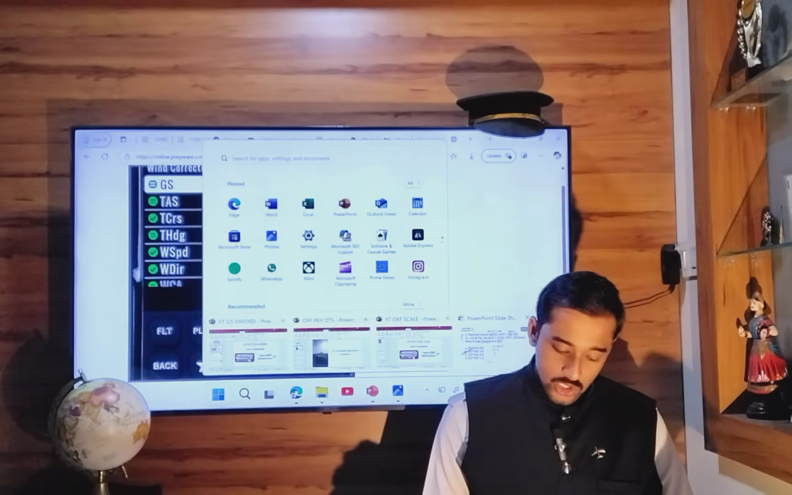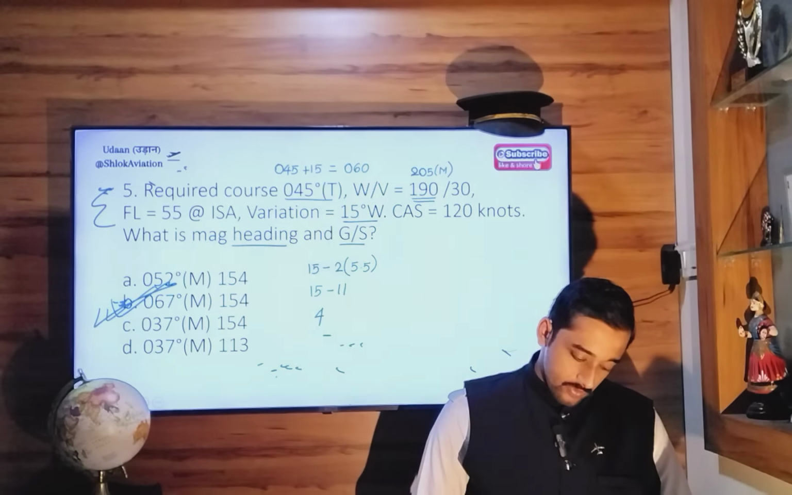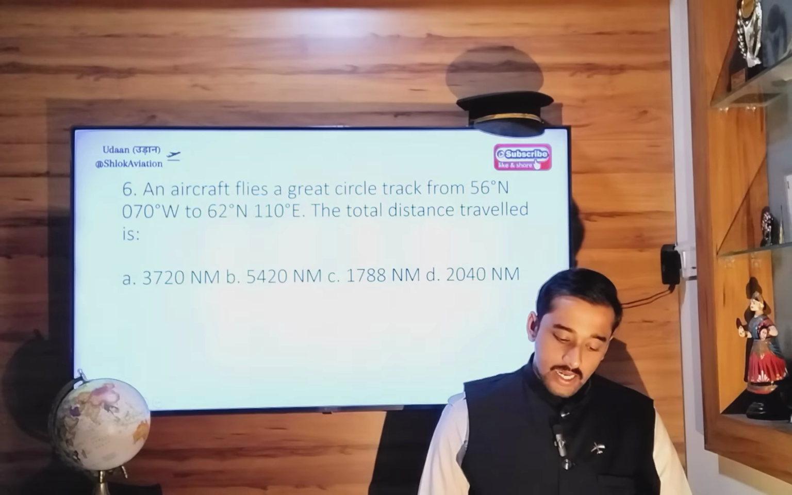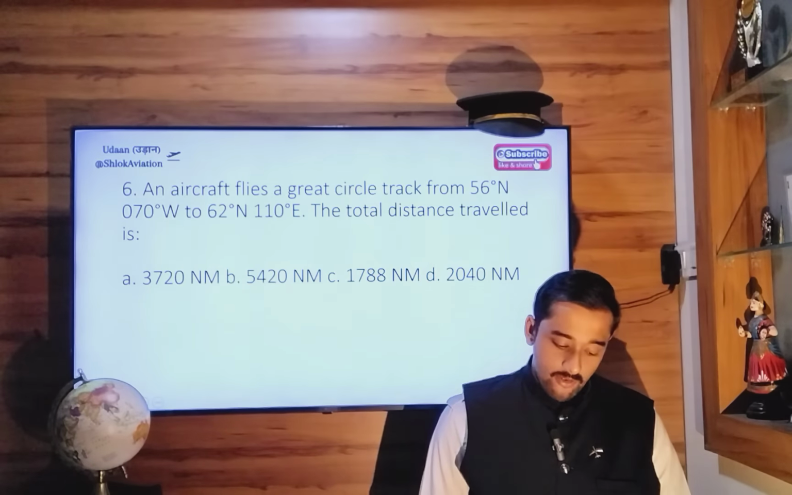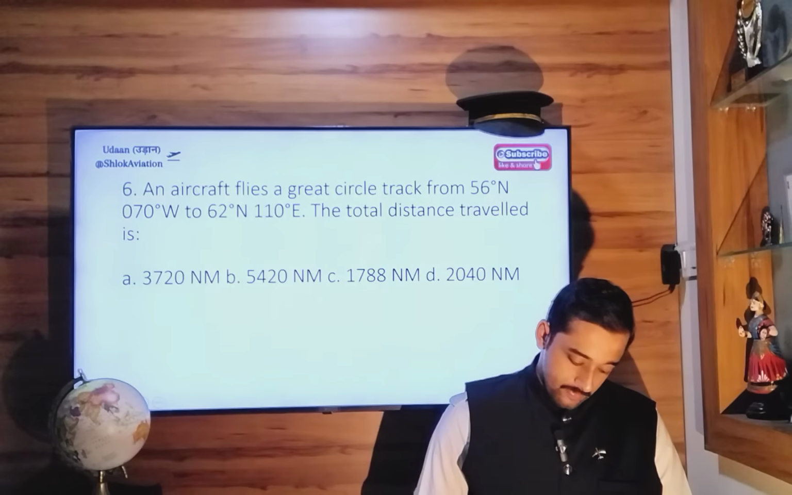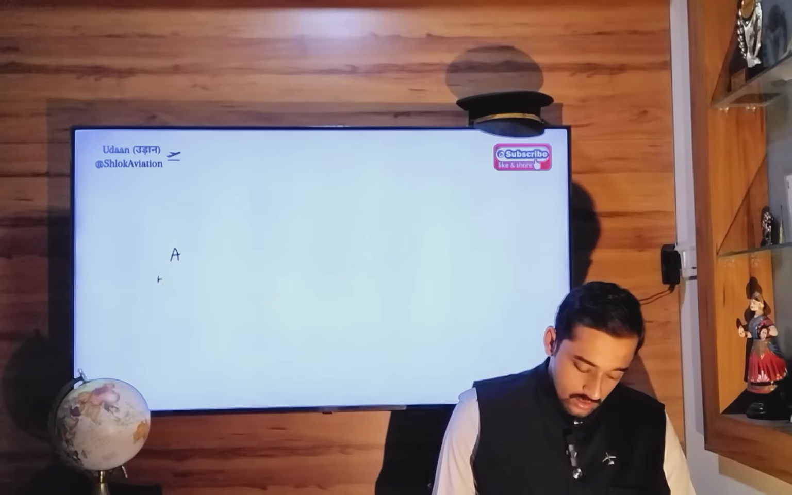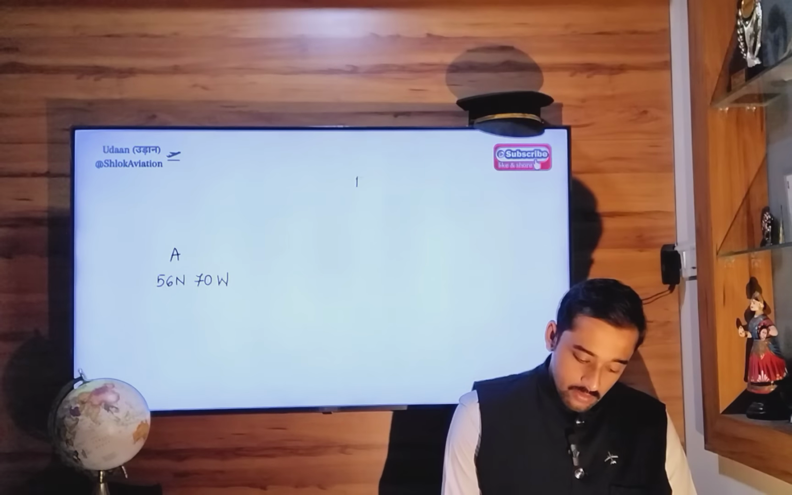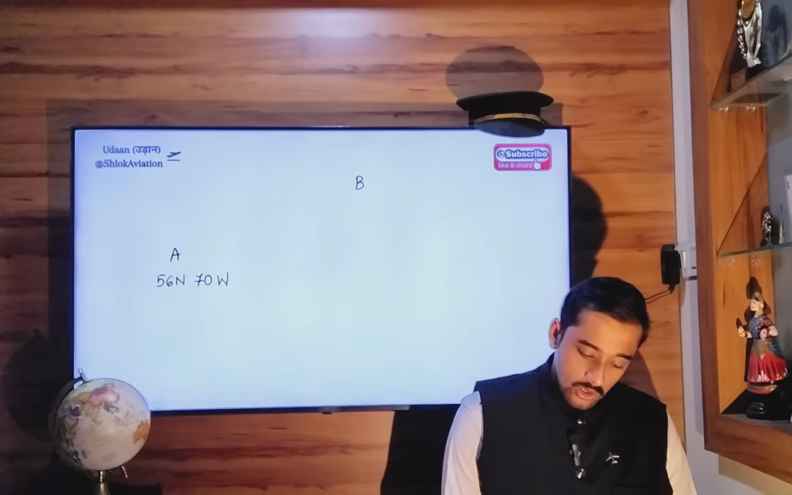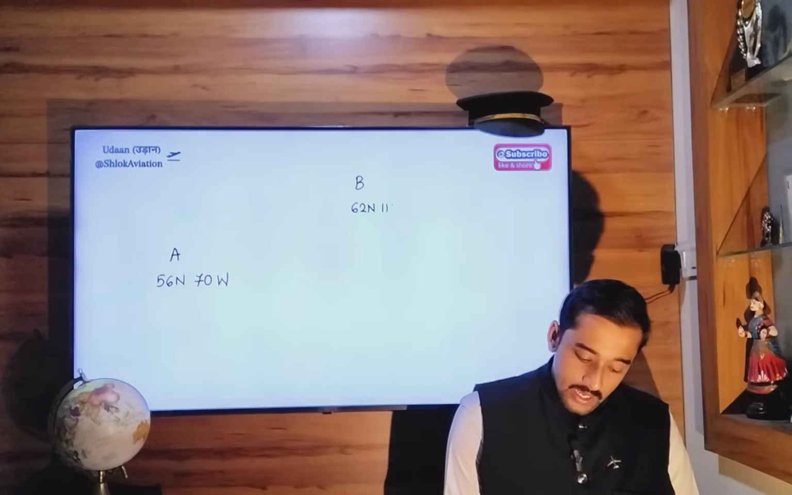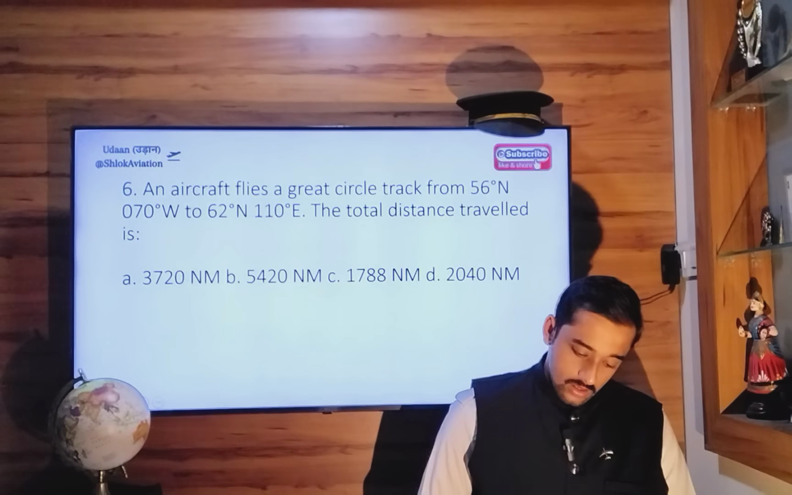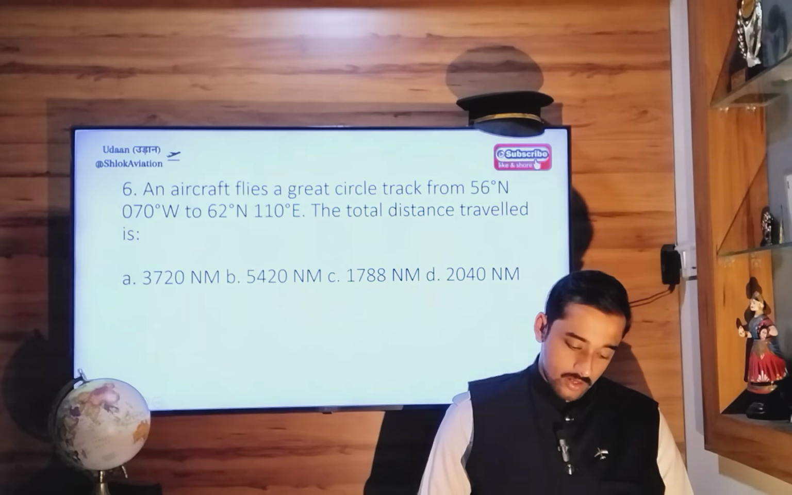Next, the closest option is option Bravo. Simple. Aircraft flies a great circle track from 56 north, 70 west, to 62 north, 110 east. The total distance traveled is equal to how much?